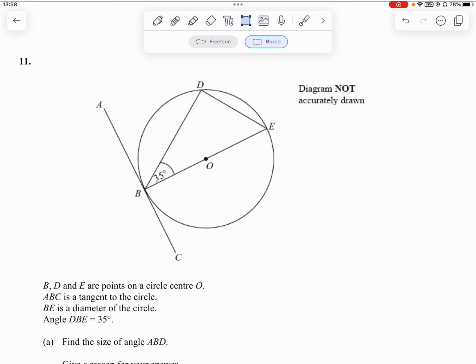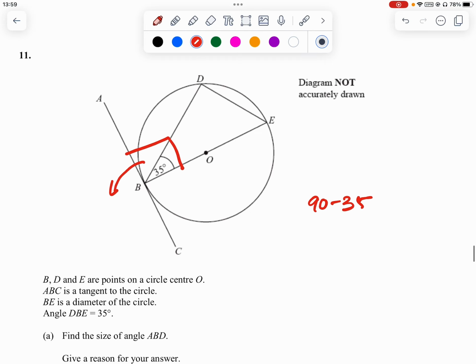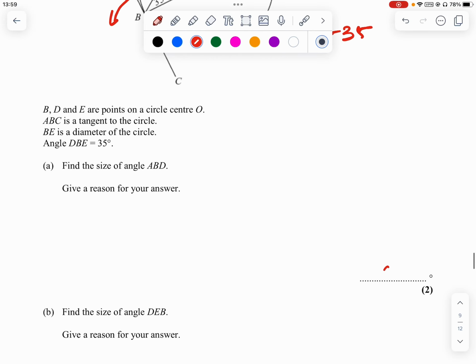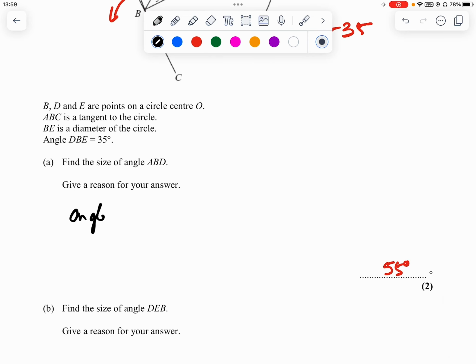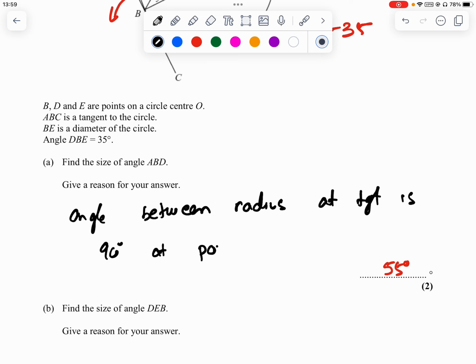So we know that the angle between the radius and the tangent is 90 degrees. So this angle has to be 90 minus 35, which is going to be nothing but how much? 55. And the reason is: angle between radius and tangent is 90 degrees at the point of contact.